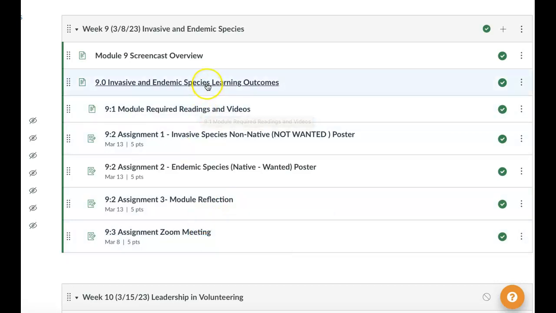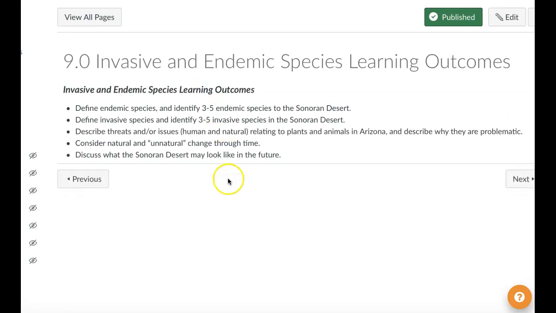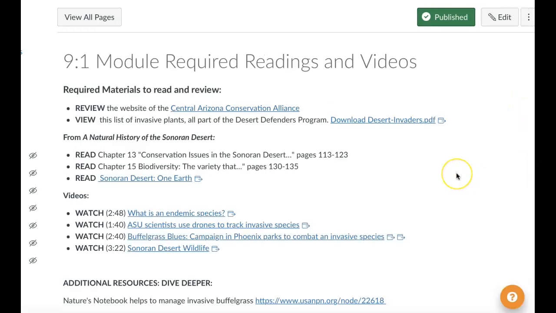So let's go ahead and dive into the learning outcomes a little bit more. We're going to talk about 3 to 5 invasive and endemic species to the Sonoran Desert, discuss some of these threats or issues, whether human or natural, relating to plants and animals in our state, and then discuss why they are problematic. We're also going to discuss and consider what the Sonoran Desert may look like in the future, as well as considering the natural and, quote, unquote, unnatural changes that might occur through time, which then impact how our state will look and be in the future.